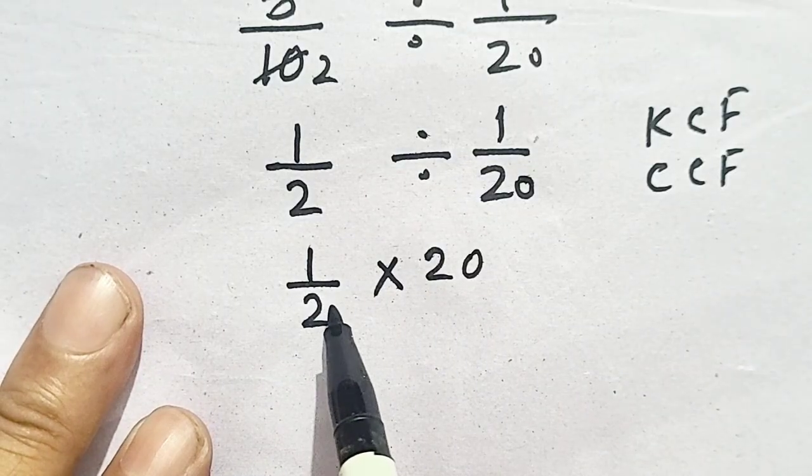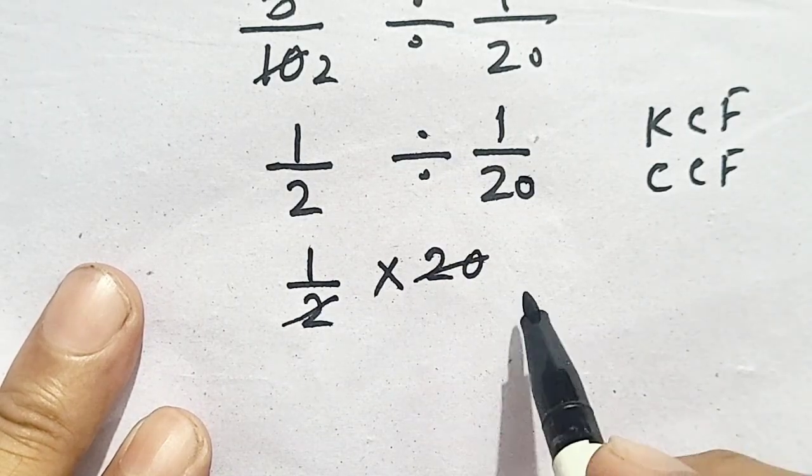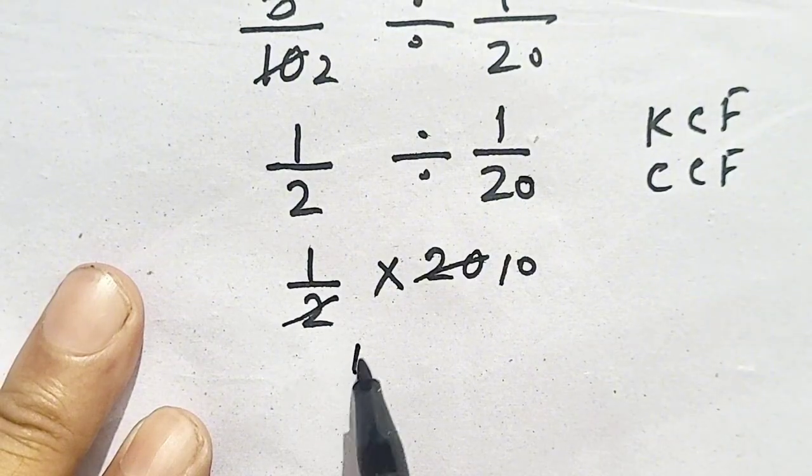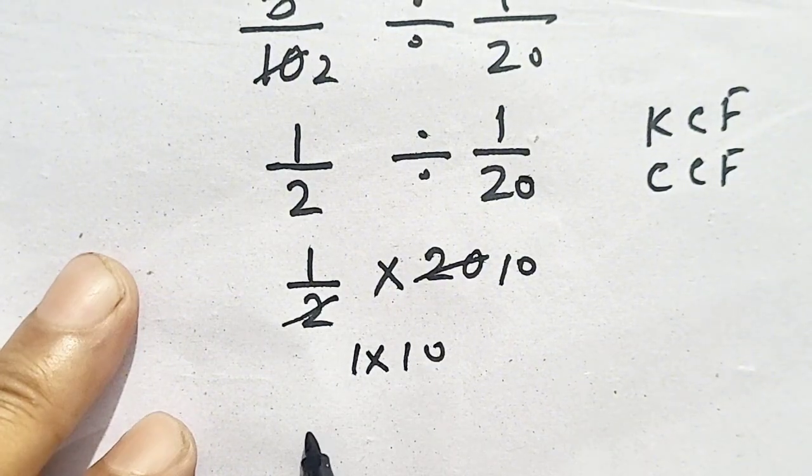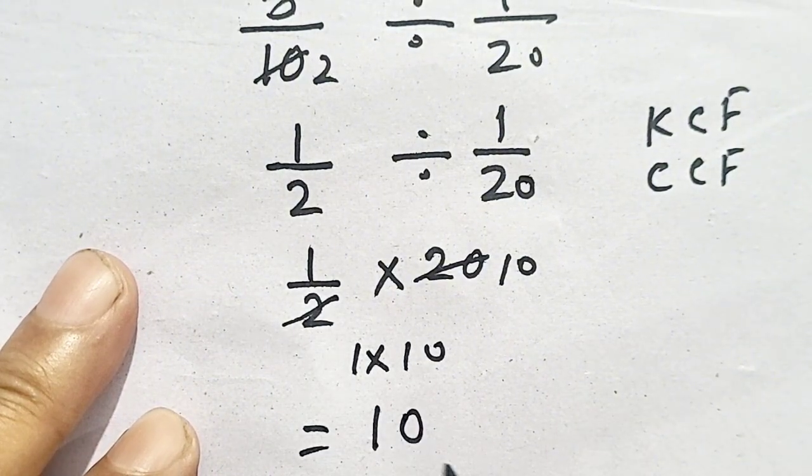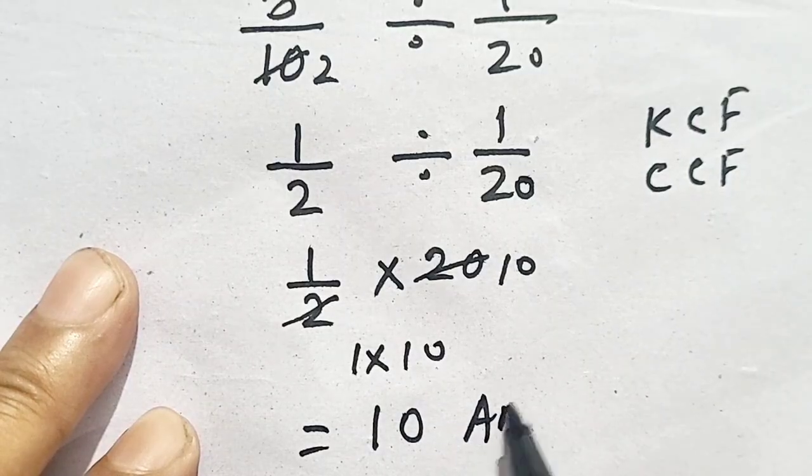Now here is some cancellation, 2 and 20 are cancelled, so 1 times 10 and 1 times 10 is equal to 10, which will be our answer.